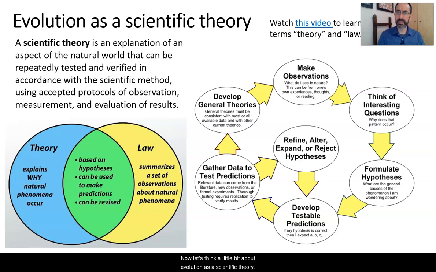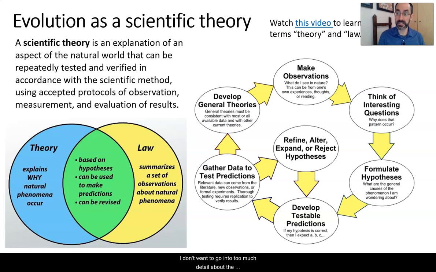Now let's think a little bit about evolution as a scientific theory. Scientific theory is different from the way that we think about theories in common language. In science, a theory is an explanation of an aspect of the natural world that can be repeatedly tested and verified in accordance with the scientific method using accepted protocols of observation, measurement, and evaluation of results.